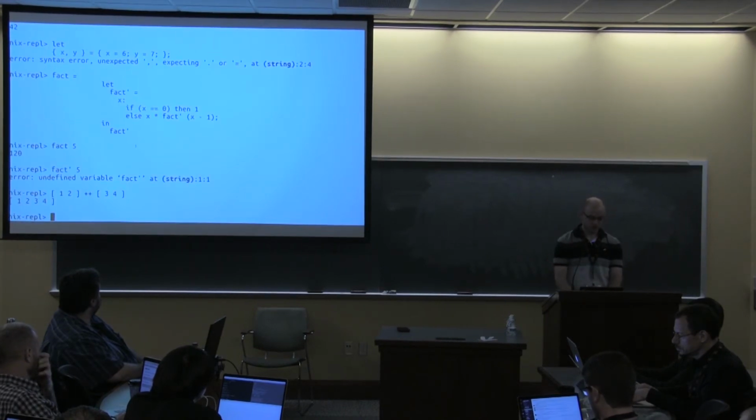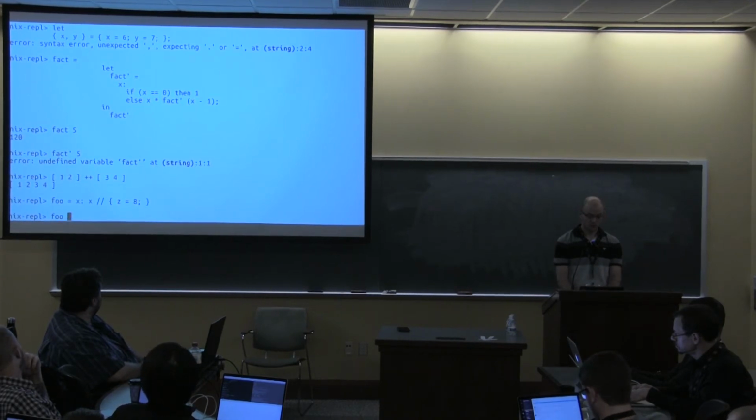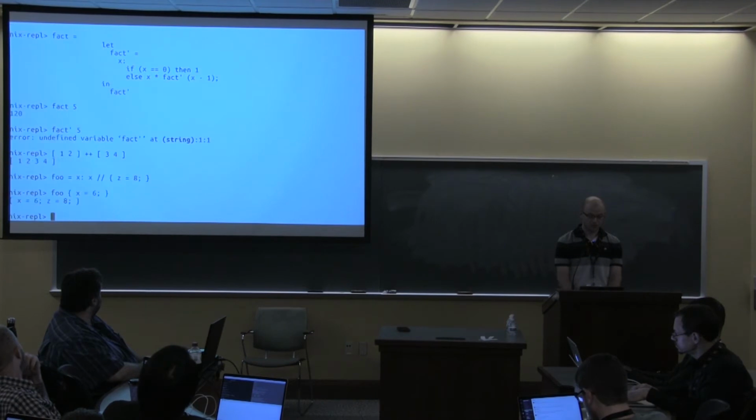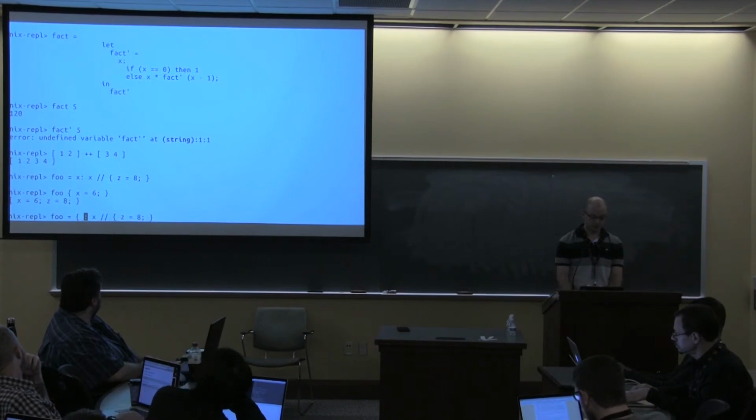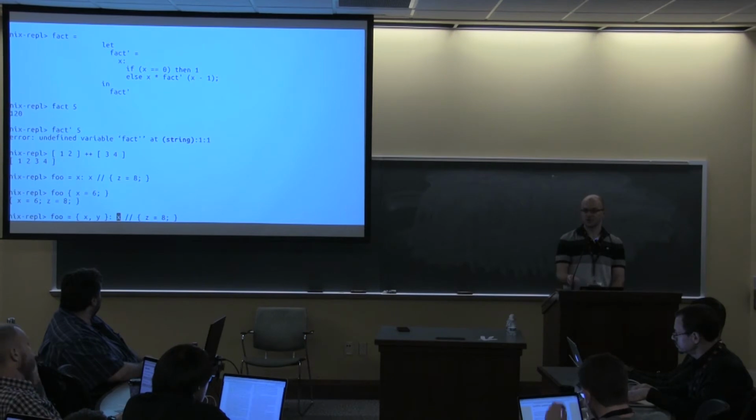So if I were to write a function foo equals x, and then I returned x, and then I combined that with another set, z equals 8, and then I called foo with x equals 6, then I can combine them. But if I instead wrote foo like this, I don't think that would quite work, unless x happened to be a set within the set of arguments.